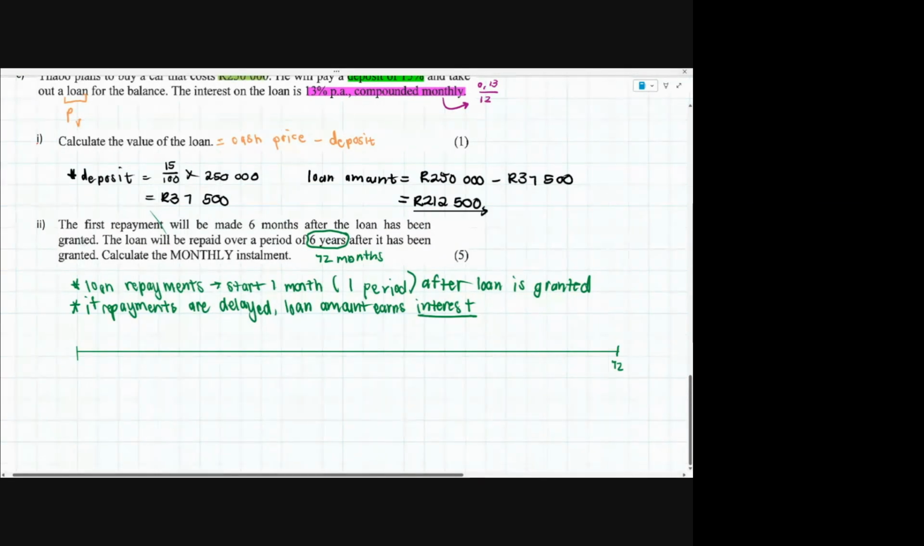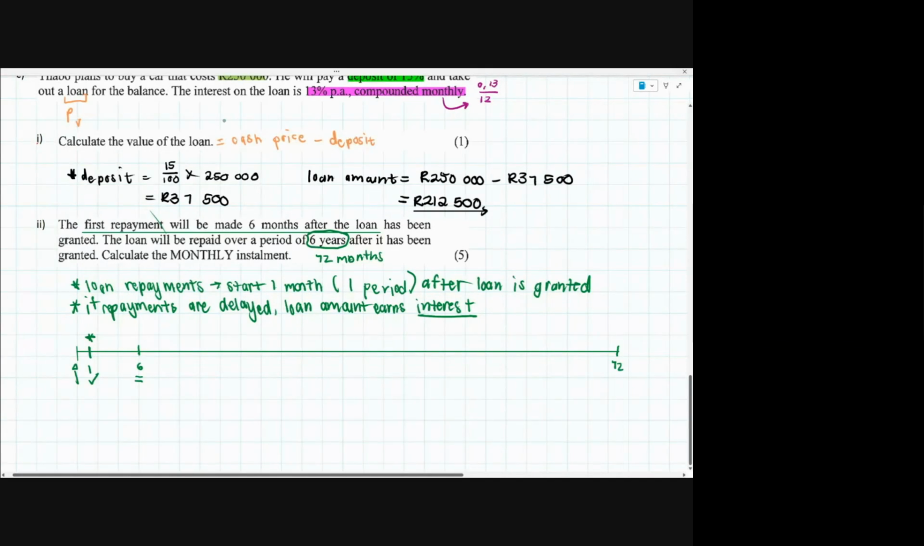Now, what we need to bear in mind is that it says the first repayment will be made 6 months after the loan has been granted. Now, remember, your repayments only start 1 month after the loan has been granted, or one period after. So technically, if this is 1 month, this is when the repayments should have started. However, they only start at 6 months after the loan has been granted. Okay, so we took out a loan. It took a month to be granted. And unfortunately, the first repayment only happens 6 months after the granting of our loan.